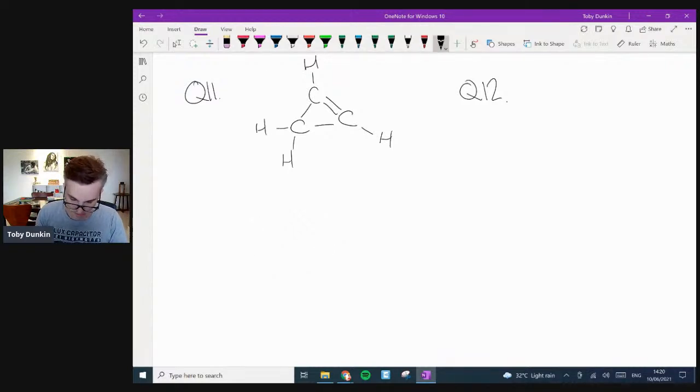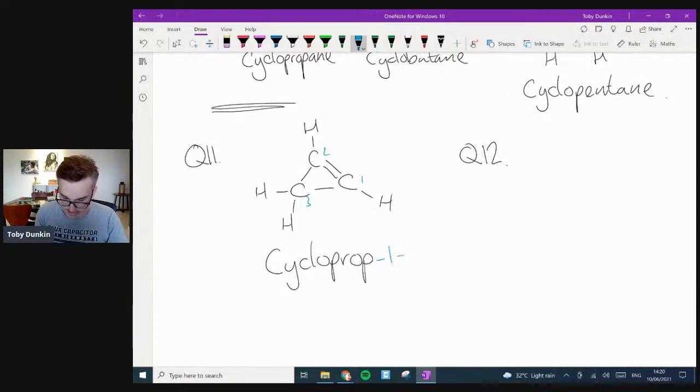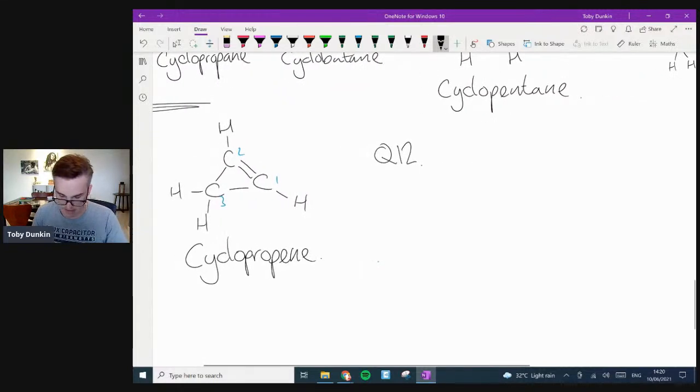So this just becomes cyclopropene. If you wanted to number the ene, you could, because it would be 1, 2, 3, or the other way around. It makes no difference. And it would be 1-ene technically, but it makes no difference. That's just cyclopropene. Right, let's try another one.